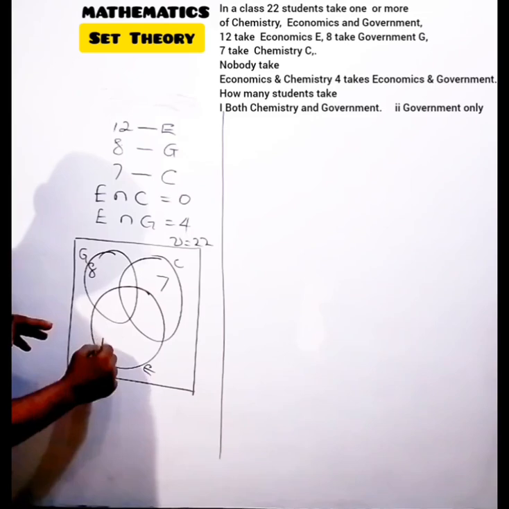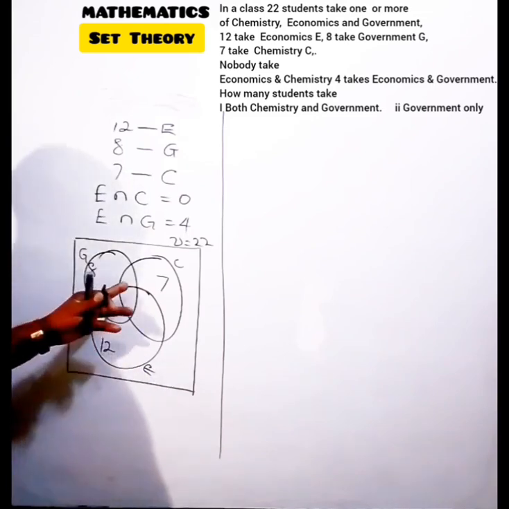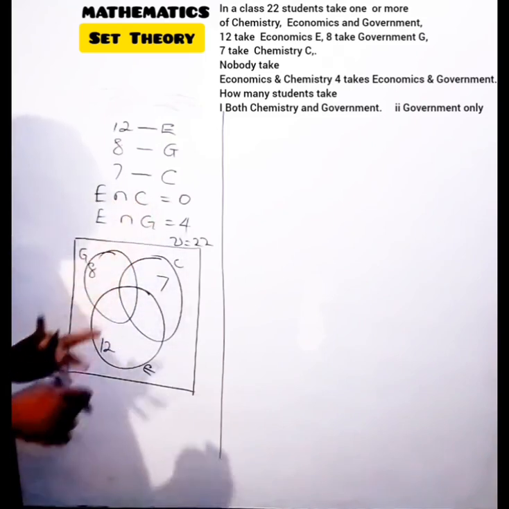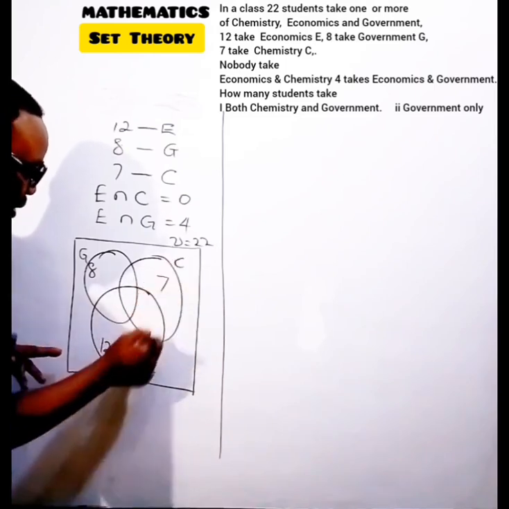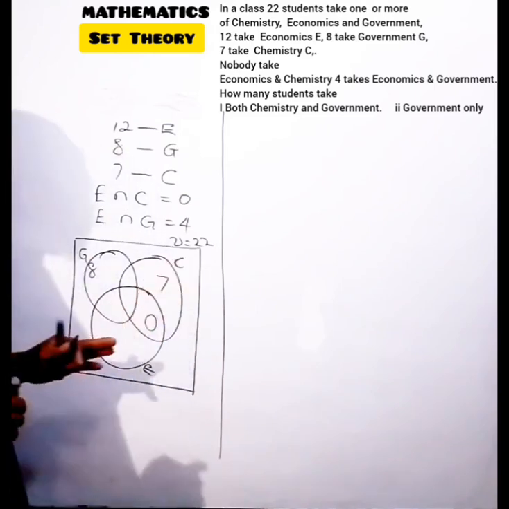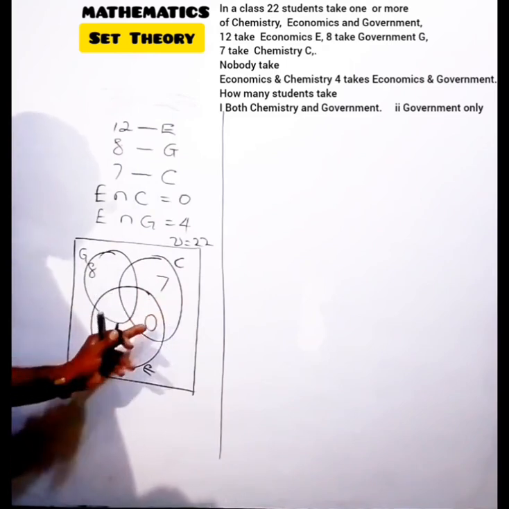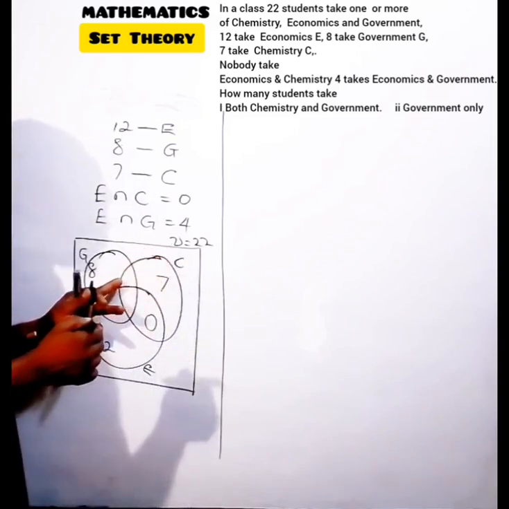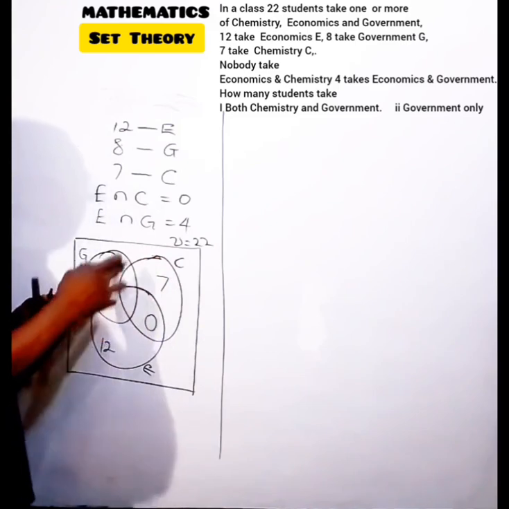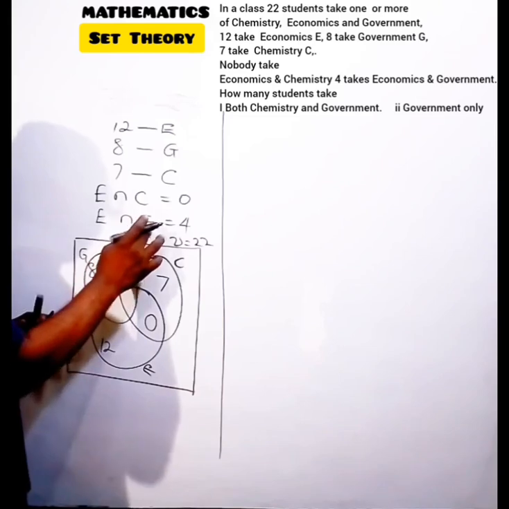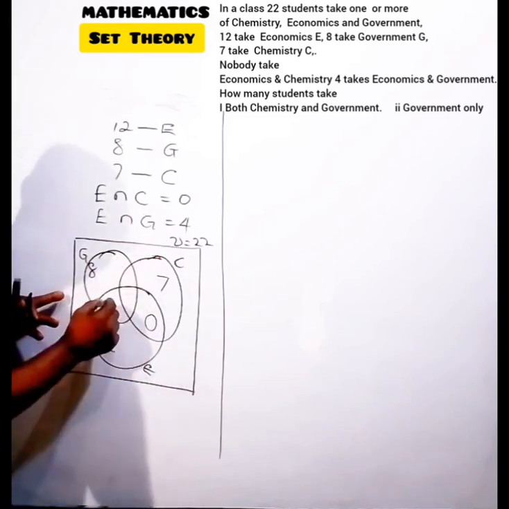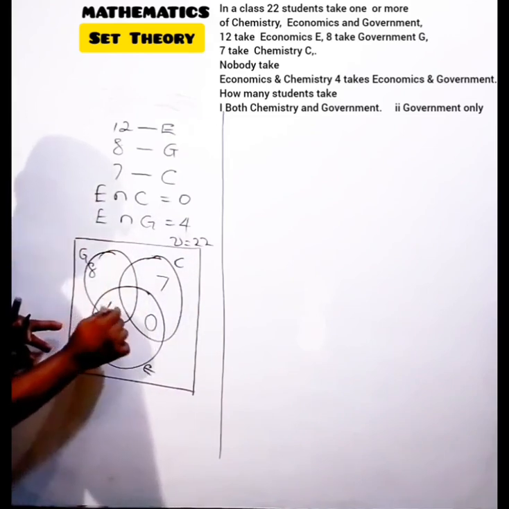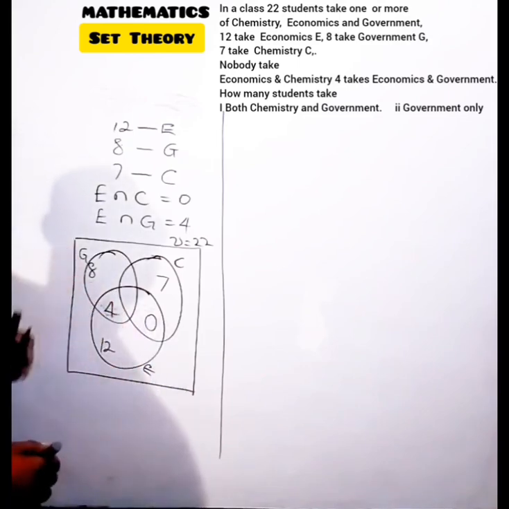So the question also says that 7 take chemistry and 12 takes economics. Then the question goes further and says no student takes economics and chemistry. So this is chemistry, this is economics, and their intersection is going to be equal to 0. Then it says 4 students take economics and government. This is economics and government, this is 12, and this is 4.